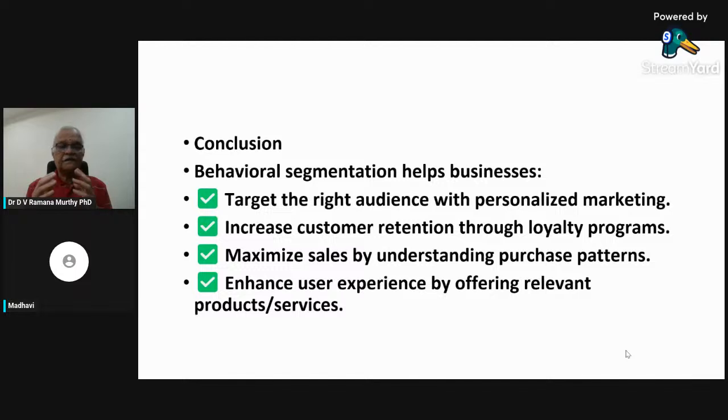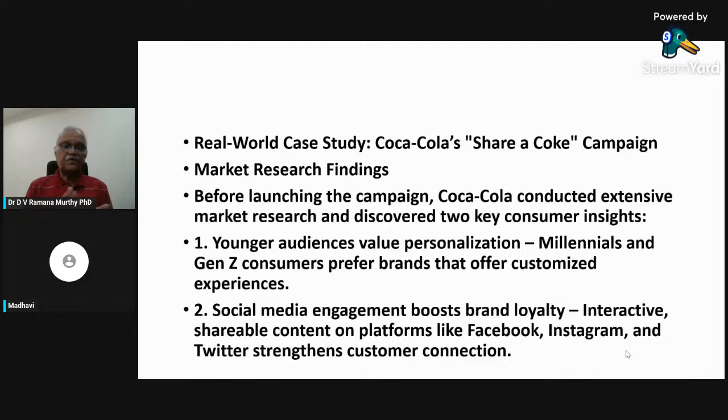how it goes. Then it maximizes sales by understanding purchase patterns. If you segment the customers based on this type, are they seasonal buyers or frequent buyers or one time buyers? If you just get the data, you can understand the purchase patterns clearly. Maximize sales by understanding purchase patterns. And I've already told you, customer engagement is very, very important. Enhance user experience by offering very relevant products and services is another important area.